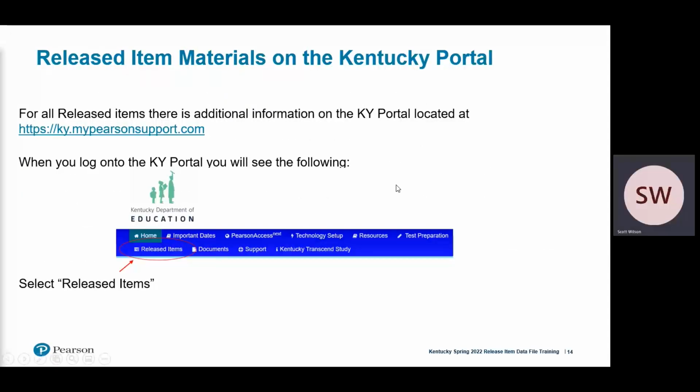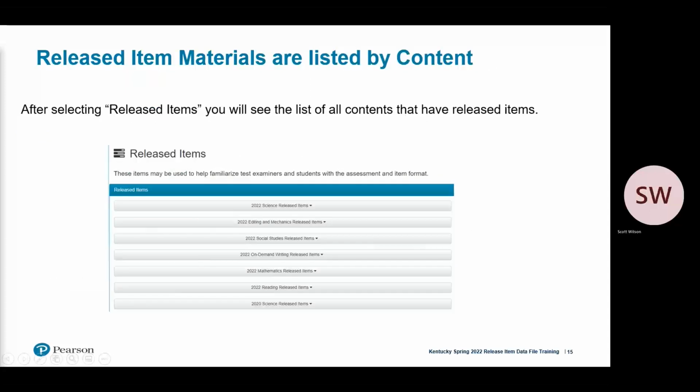All right, so in addition to the data files that you received, there was also released item material that was released on the Kentucky portal. You can get to the Kentucky portal with this link here. When you log into the portal, you'll see this at the top of the screen, this blue heading. You will want to select released items. Once you select released items, you will see this screen.